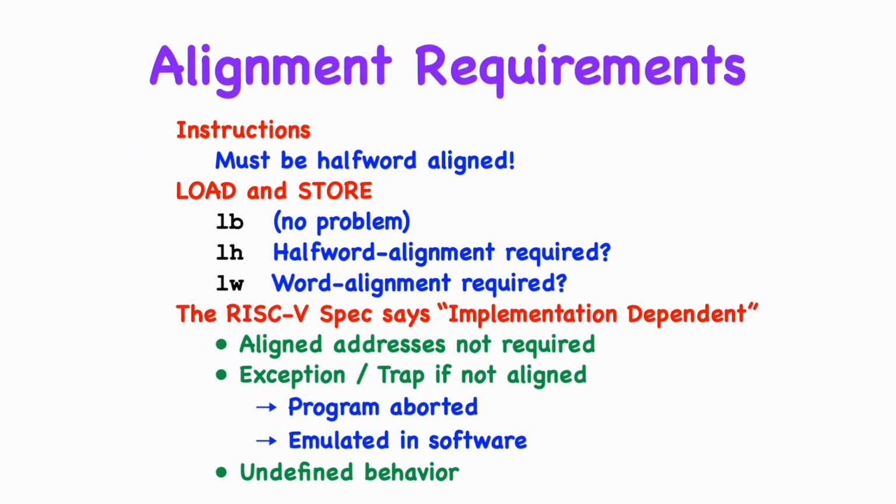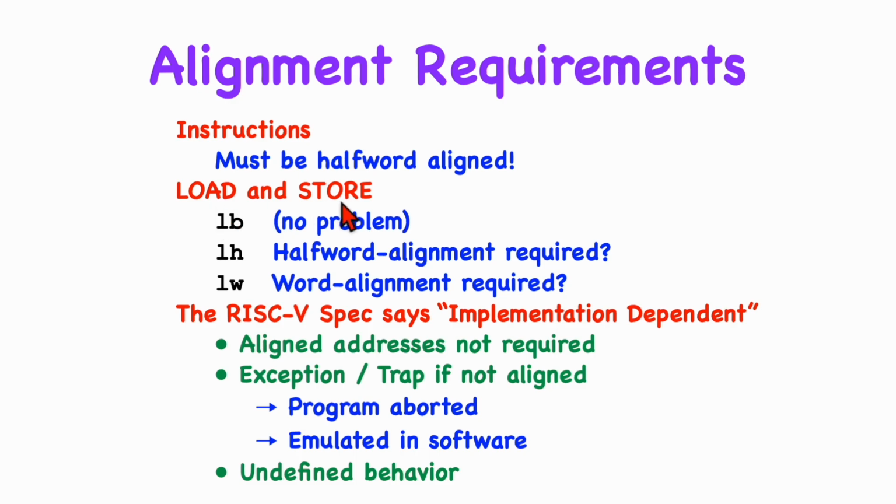Now that we've defined what it means for an address to be properly aligned, we can ask, what are the RISC-V alignment requirements? The first requirement is that all instructions must be located on even, that is, half-word aligned addresses. Of course, full-sized instructions are word in size, but we could have compressed instructions intermixed, and the compressed instructions are only half-word in size. So instructions must be located on half-word aligned addresses.